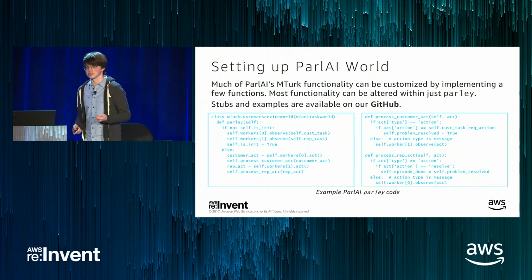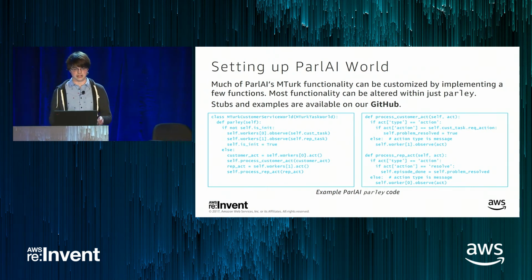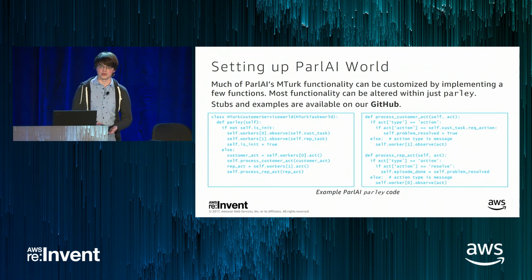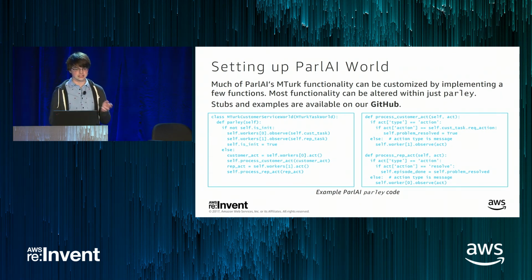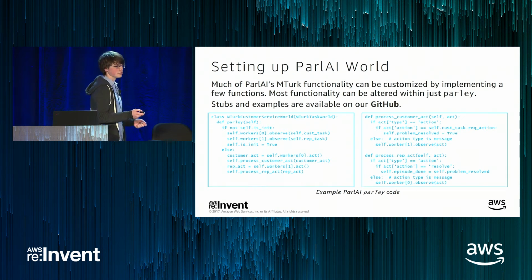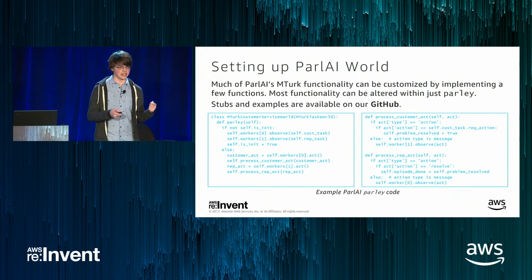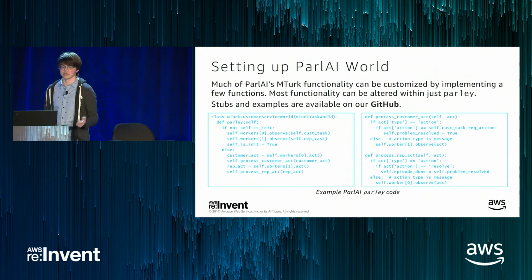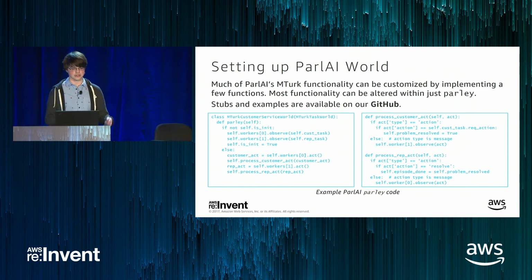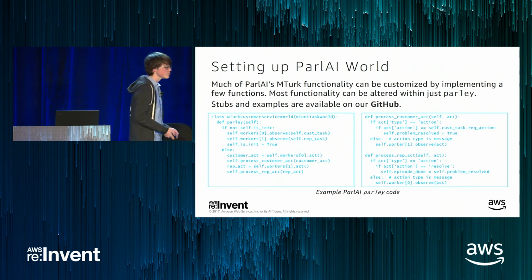For this I made a simple version where, if you hadn't initialized yet, it would send both the customer and the rep the same task. So the front end at least is able to get an idea of what they're supposed to be rendering. And then from that point on, any other parlays that happen would let the customer act and process that customer act, and then let the representative act and process it.